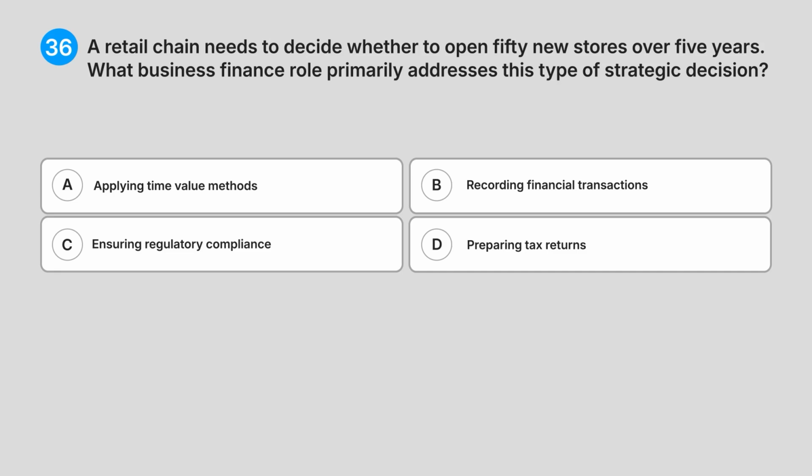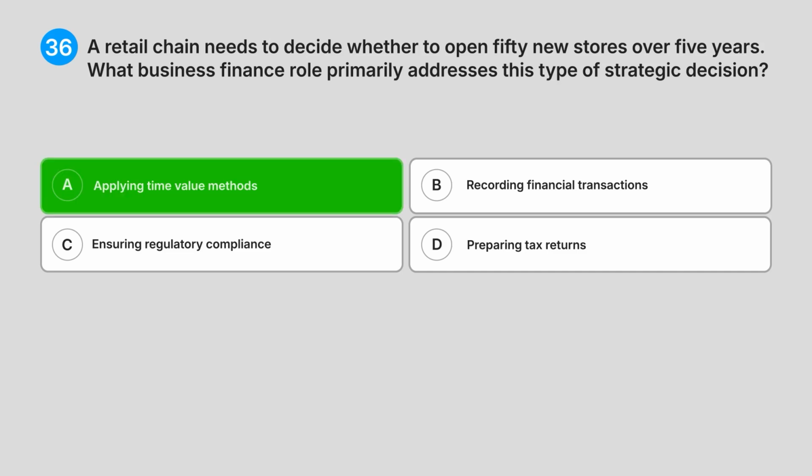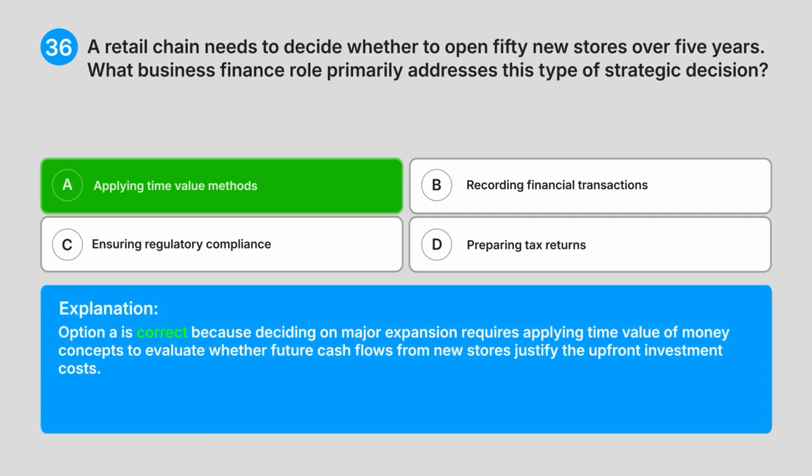Correct answer. A. Applying time value methods. Explanation. Option A is correct because deciding on major expansion requires applying time value of money concepts to evaluate whether future cash flows from new stores justify the upfront investment costs.